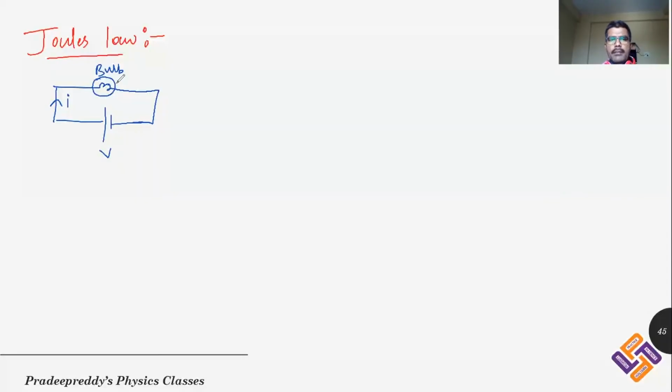We have an electrical bulb connected in the circuit to a battery of voltage V. As the whole circuit is switched on, there will be some current flowing in the circuit. The amount of current flowing in the circuit is I. Corresponding to this, there will be some work done by the battery. Work done by the battery, W, is equal to V into Q, or you can write it as W is equal to VIT. This is the work done by the battery, and it is in joule.